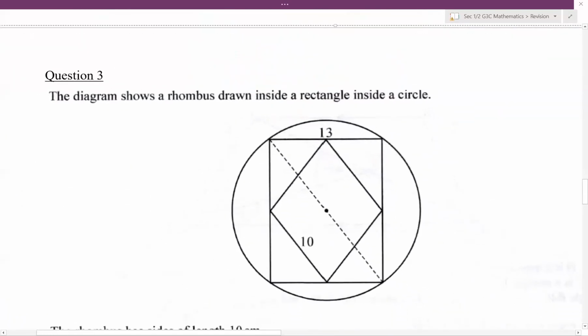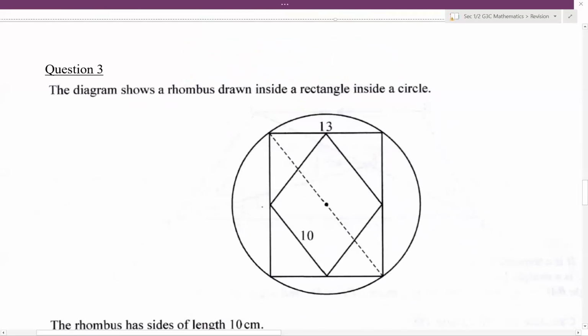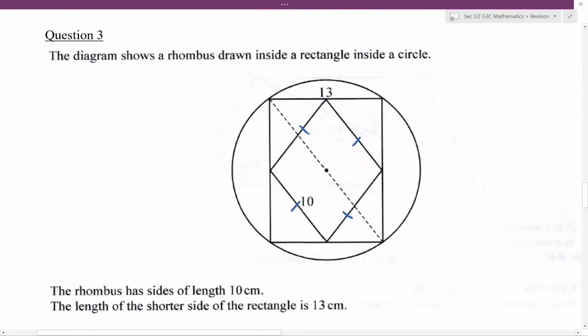Question 3. We have a rhombus. It didn't say square, didn't say parallelogram. It is a rhombus, so straight away, that indicates all sides are the same length. It is drawn inside a rectangle, which is inside a circle. So creative. The rhombus has sides 10 cm, so all these will be 10, 10, 10, 10. And then the length of the shorter side of the rectangle is 13. So this is 13.